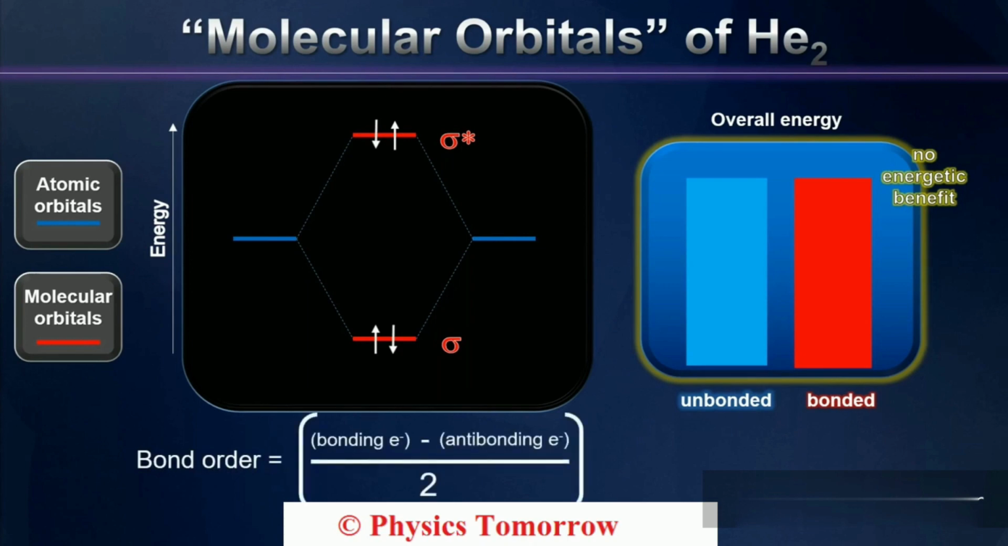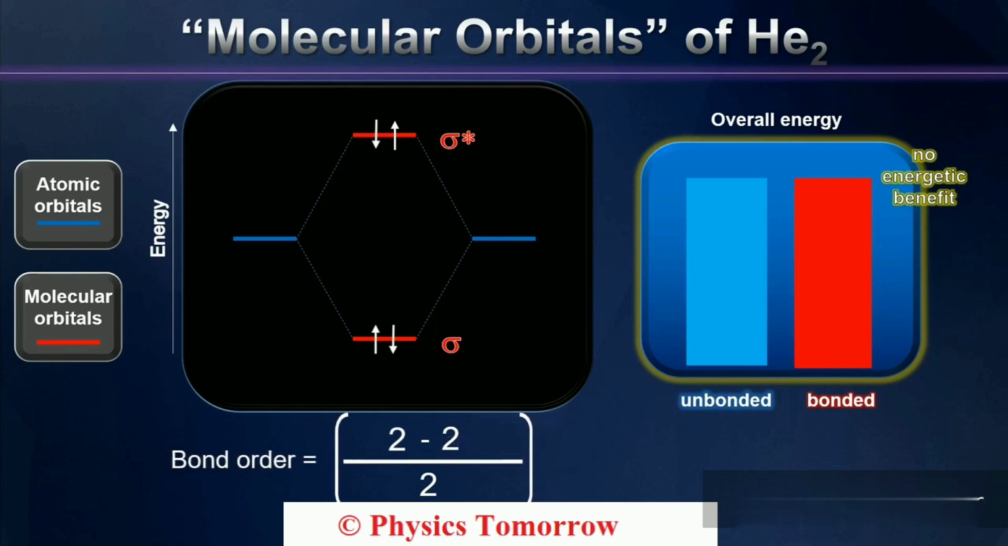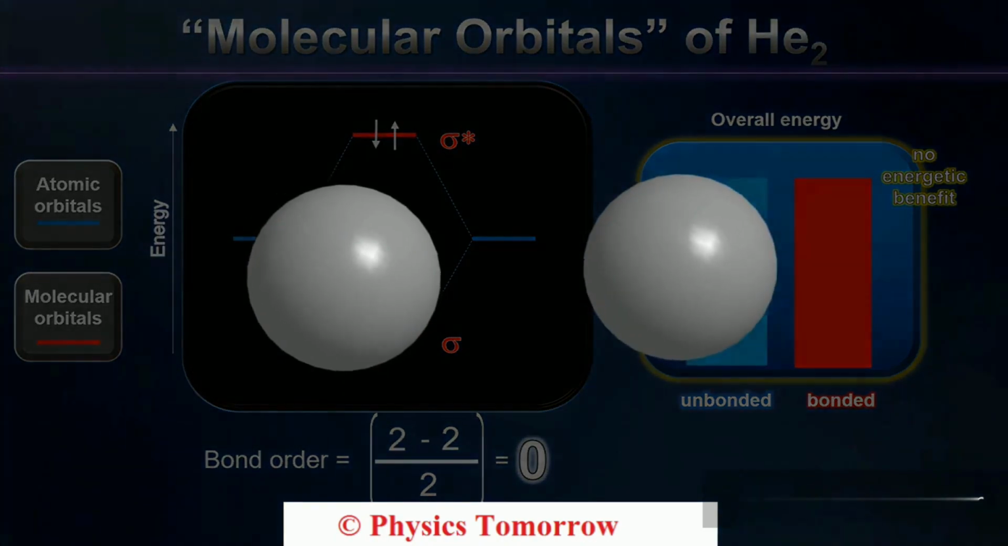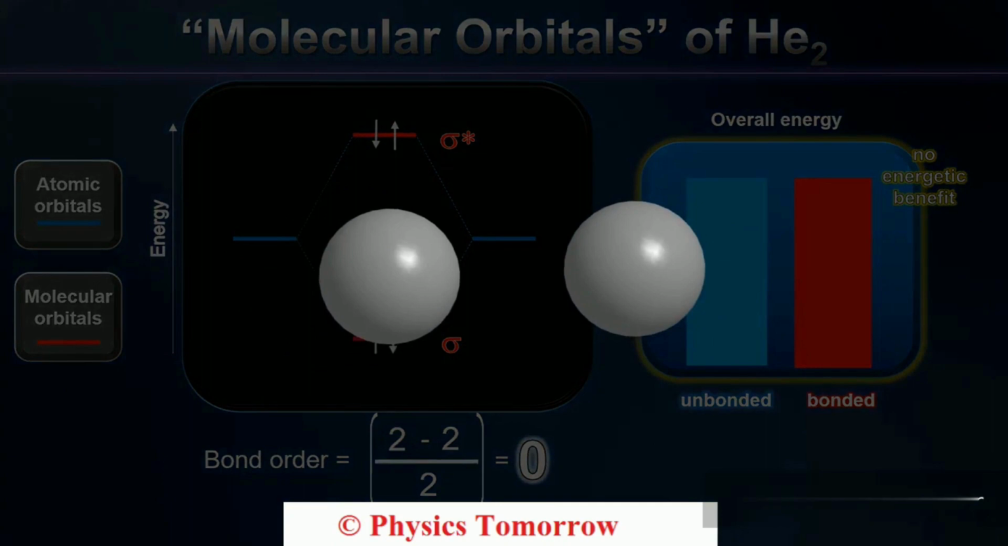When we calculate the bond order, we find that 2 bonding electrons and 2 antibonding electrons leads to a situation where we predict a bond order of 0. In other words, we don't predict a bond at all. And when we study helium in the laboratory, that's exactly what we find. Helium exists as isolated atoms.